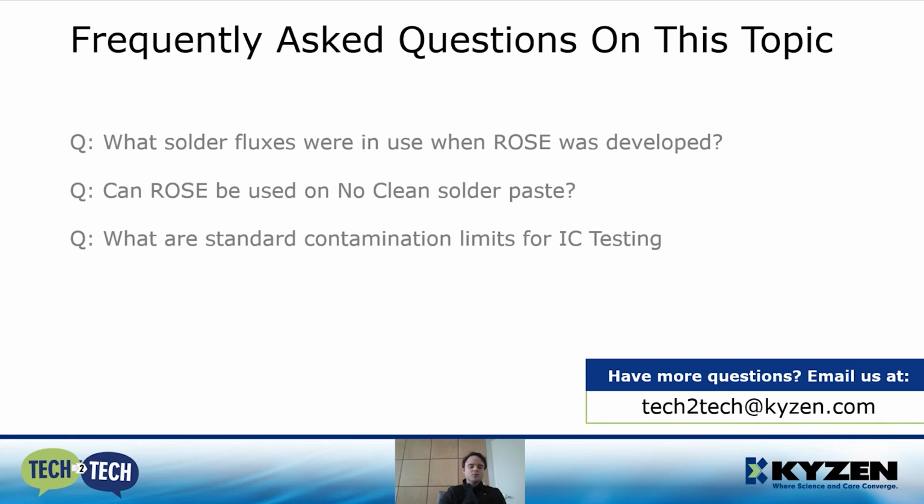Next, let's look at a few commonly asked questions about IC and ROSE. First, what solder fluxes were in use when ROSE was developed? ROSE was developed when old rosin fluxes were much more widely used, and it has a much easier time with RMA fluxes than with no-clean rosin fluxes. Next, can ROSE be used on no-clean solder pastes? It potentially can, but there is a worry that it could break the hydrophobic barrier and unencapsulate the most active ionic contaminants, so it should potentially be avoided.